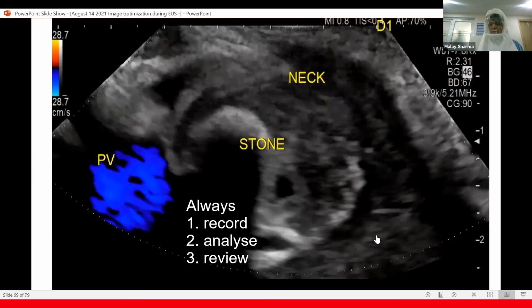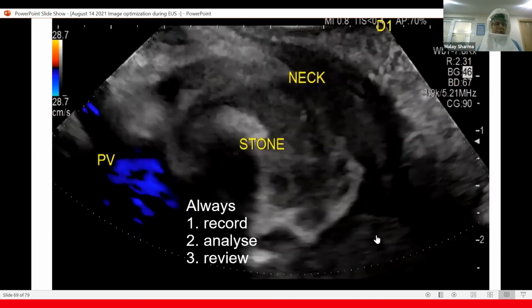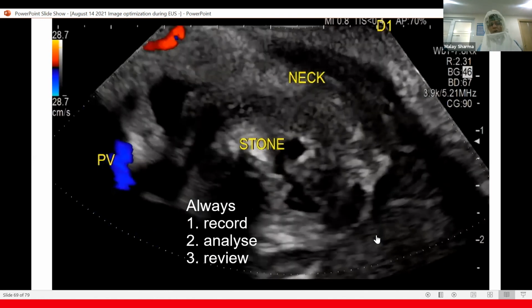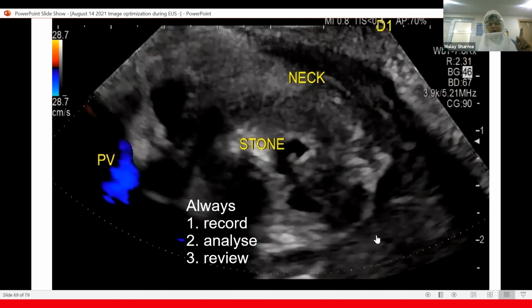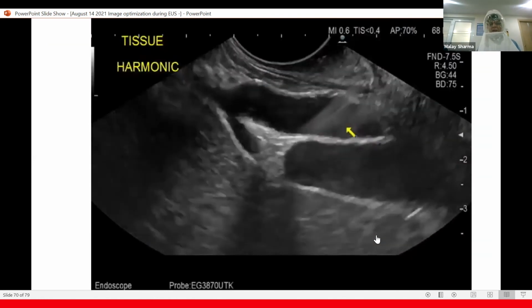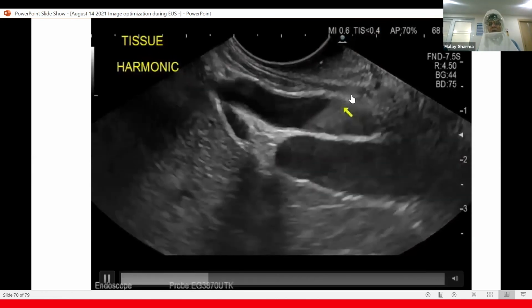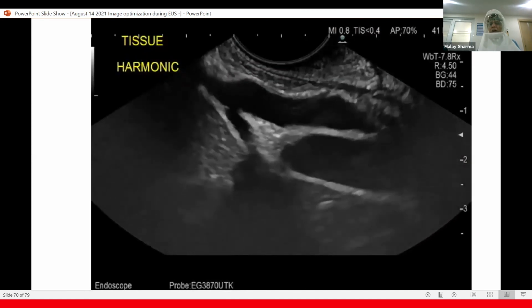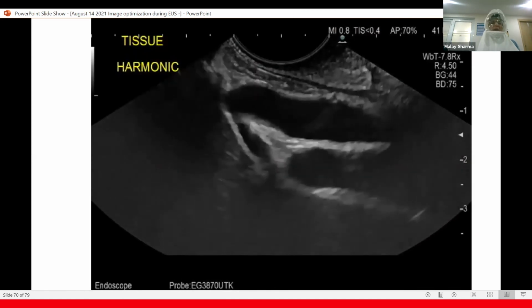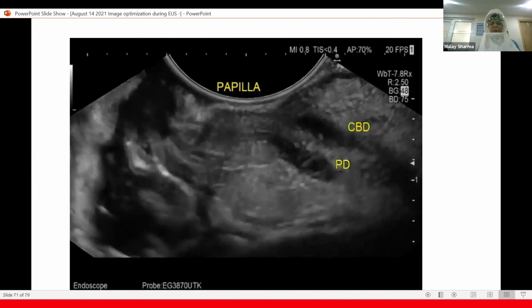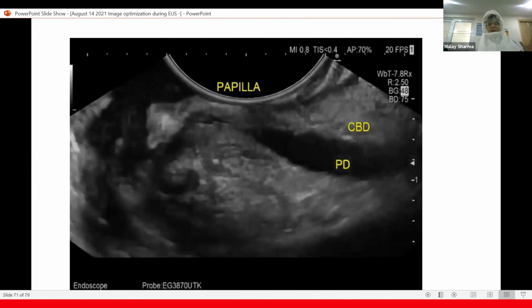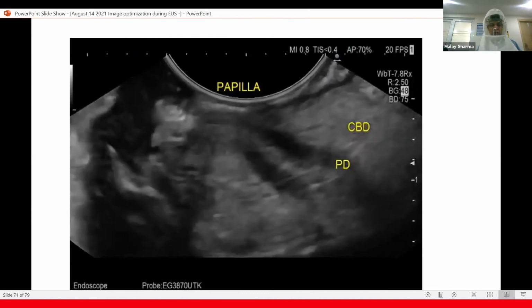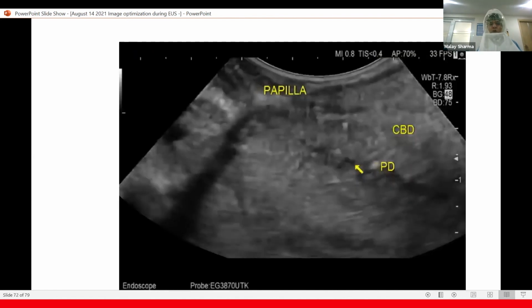So the last point of the slides, few slides, we saw this is the stone. Record, review, record, analyze. In this case, we apply tissue harmonic imaging. You can see that this is the thing that is seen, and as soon as you apply harmonics, this artifact disappears. See the papilla, normal imaging, see the papilla, but then stop and see the papilla in zoom position.